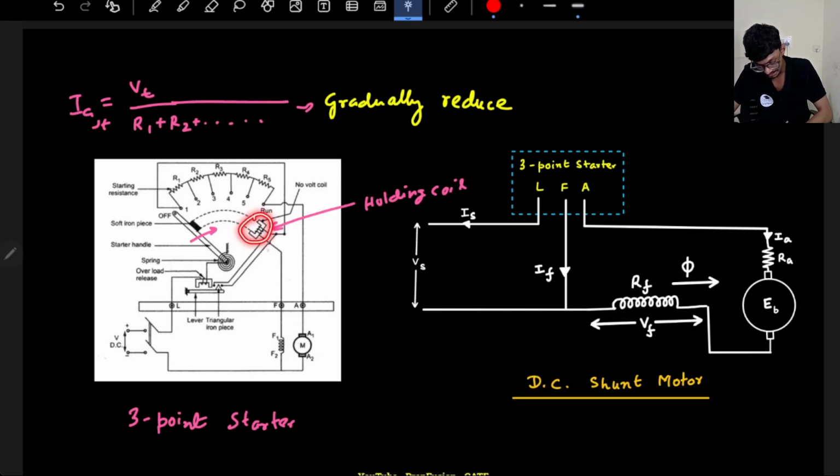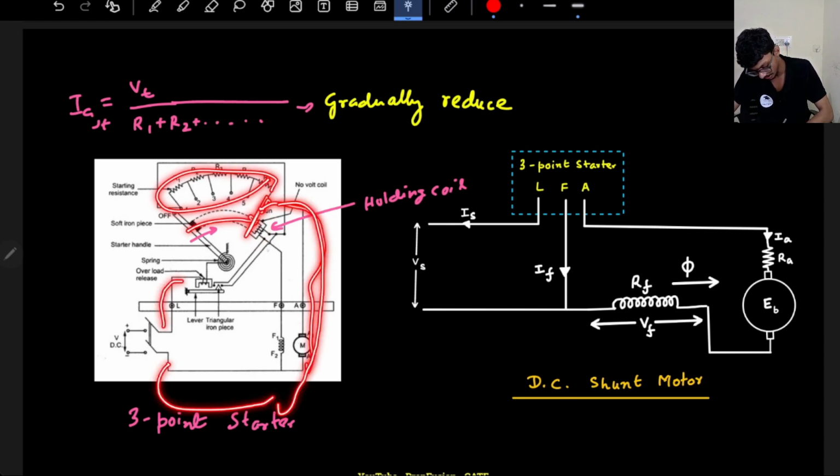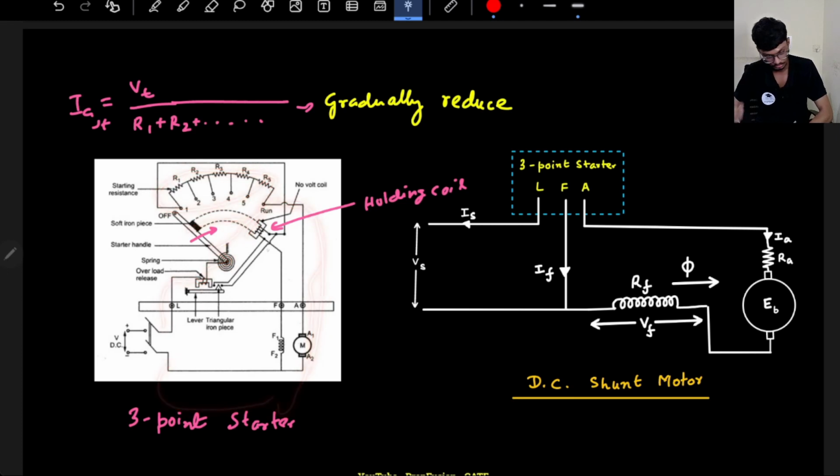So at the steady state condition, this whole handle will come here, so no resistance will be connected, only the armature will be connected. Only the armature will be connected across the supply. So it is totally fine. So all of the working is fine.